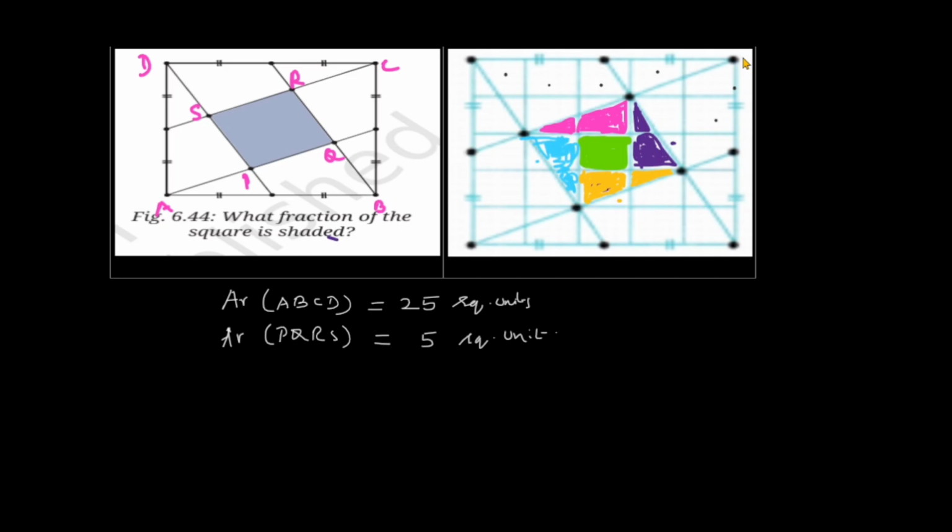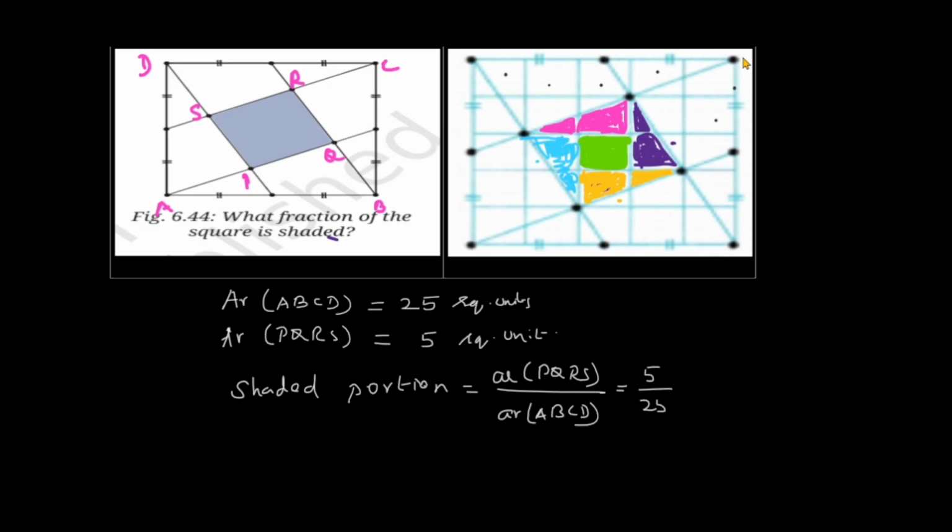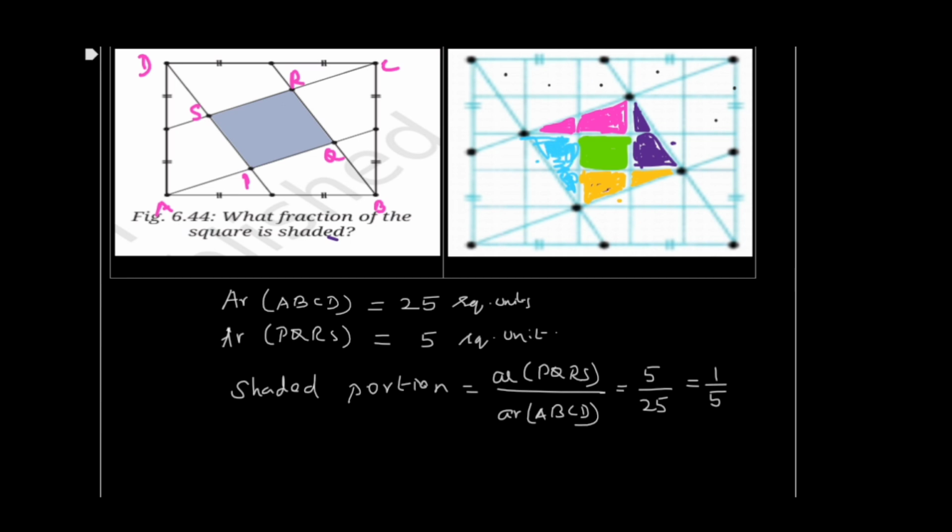So the shaded portion is equal to area of PQRS divided by the whole area ABCD, which is 5 by 25, equal to 1 by 5. So 1 by 5 part is shaded here. Out of 5, 1 part is shaded. So out of 25, 5 parts are shaded here.